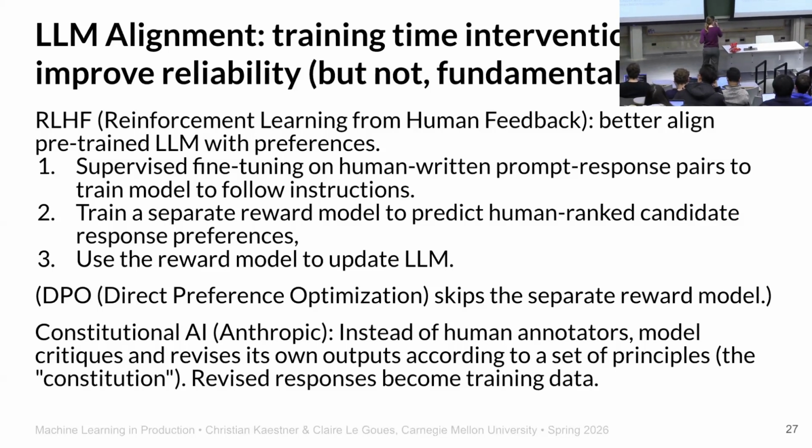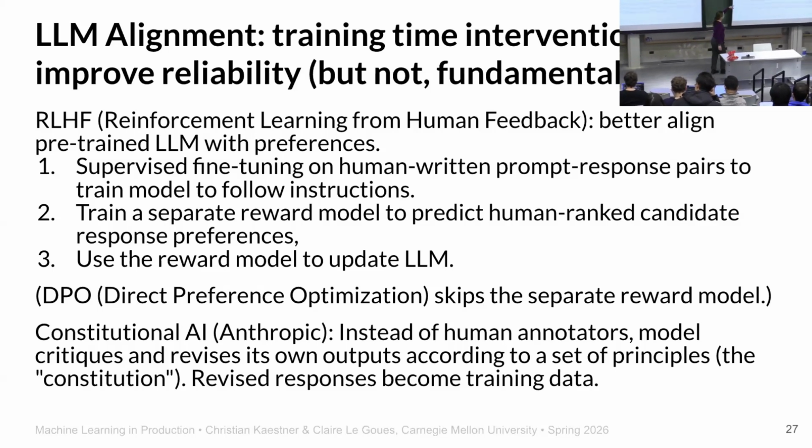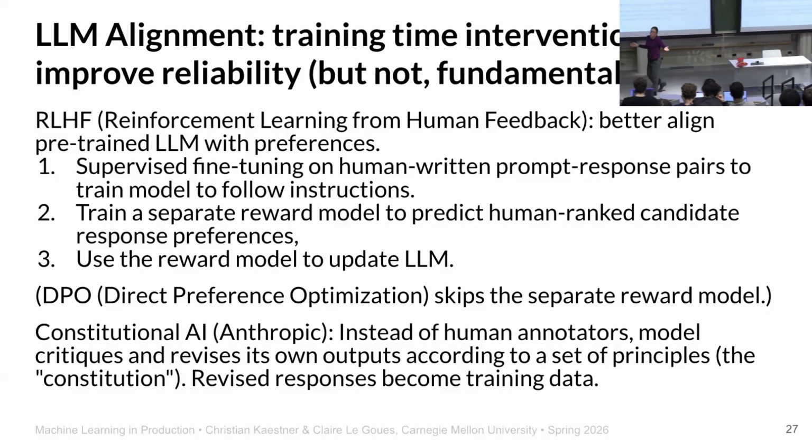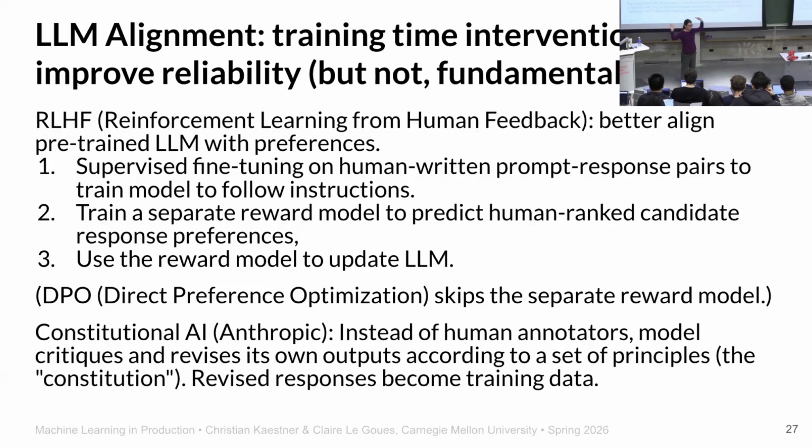Constitutional AI, there's a modification on this that just skips the separate reward model and fine-tunes on the examples, right, whatever. Anthropic's whole deal is that instead of tons and tons of human annotators, they have the models critique and revise their own outputs according to the constitution that they provide it, and then the revised responses become training data. This is not bad at making models better, okay?